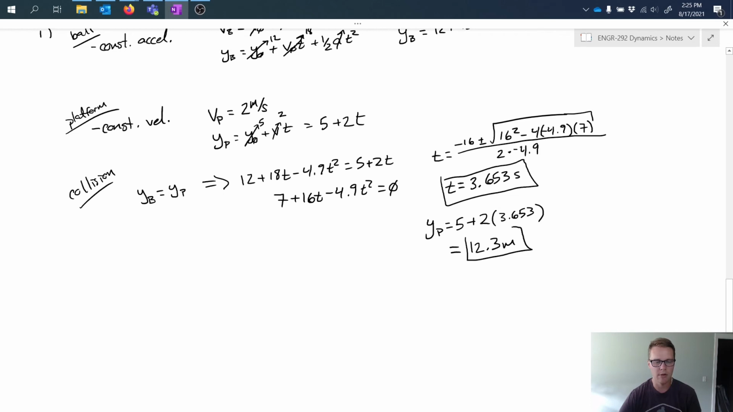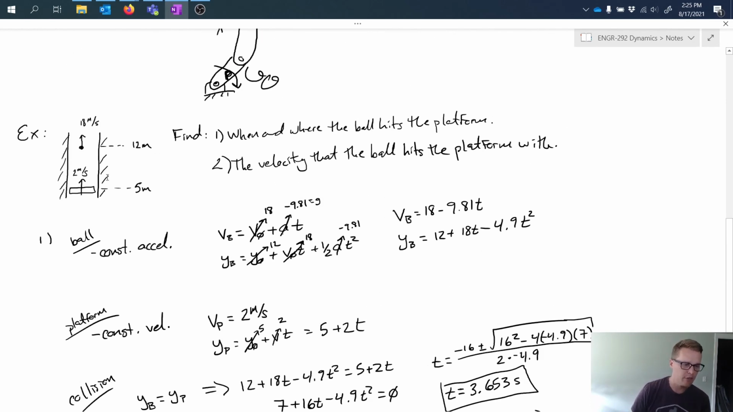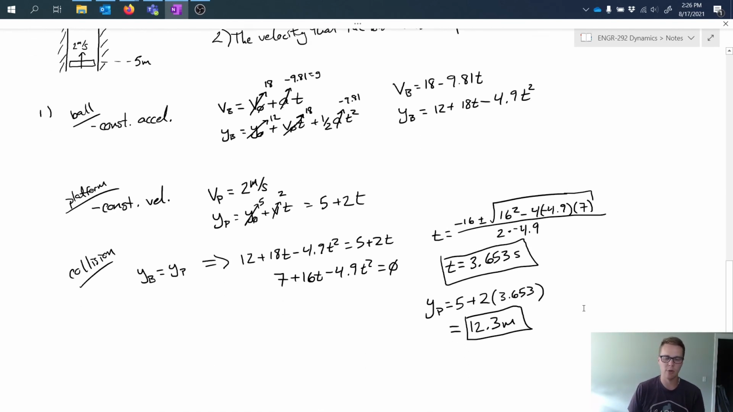12.3 meters. So coming up here to my picture, I can see that I tossed the ball up in the air, it went up, it started to come back down, and met the platform at 12.3 meters, so that's basically just above where the ball started. So the ball traveled up in the air, came back down, and the platform had basically come up to meet it, nearly at that same location.